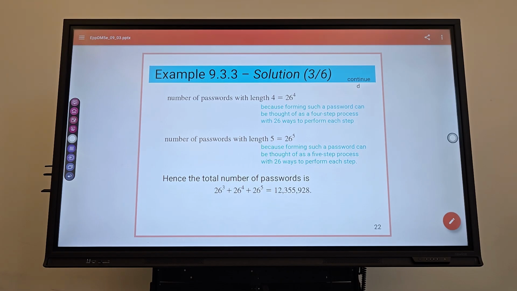That doesn't make for very strong passwords if they're that short, because a computer can easily go through all 12 million combinations and find out which one is the right password.